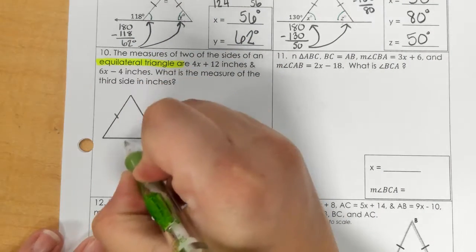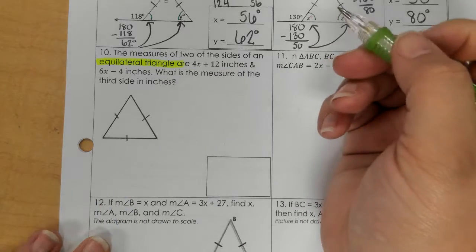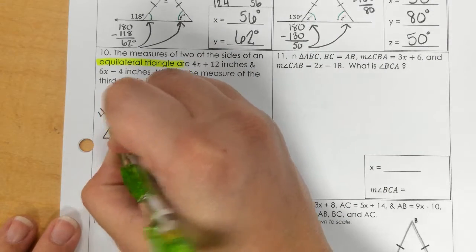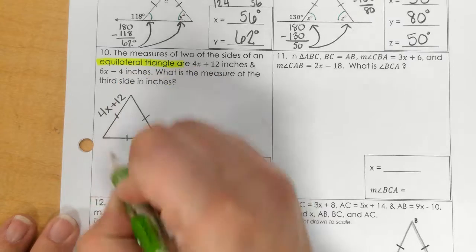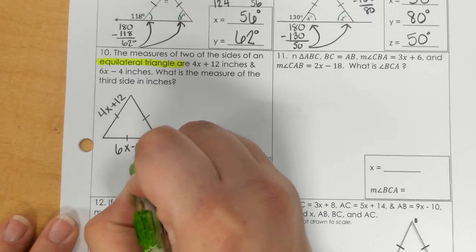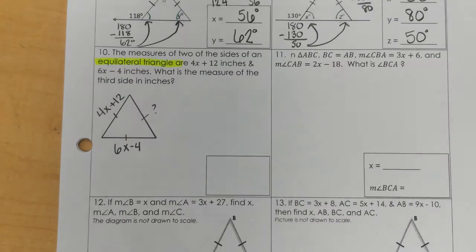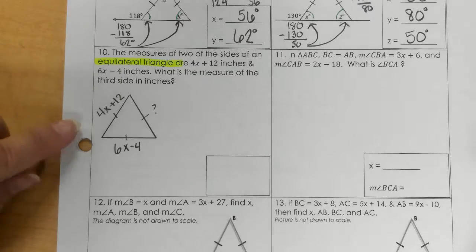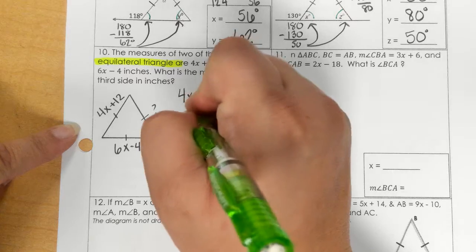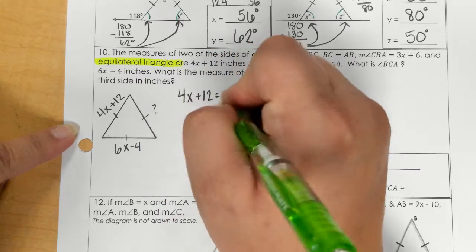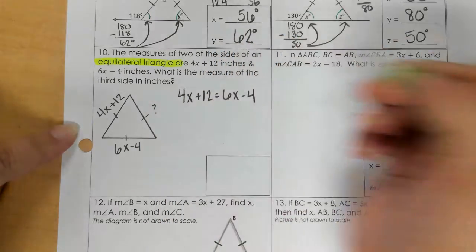where all sides are the same. And we know that one side is 4x plus 12 and the other side is 6x minus 4. What is the third side? Well, they're all the same. So what I'm given, I'm just going to set equal to each other. And I would solve that.